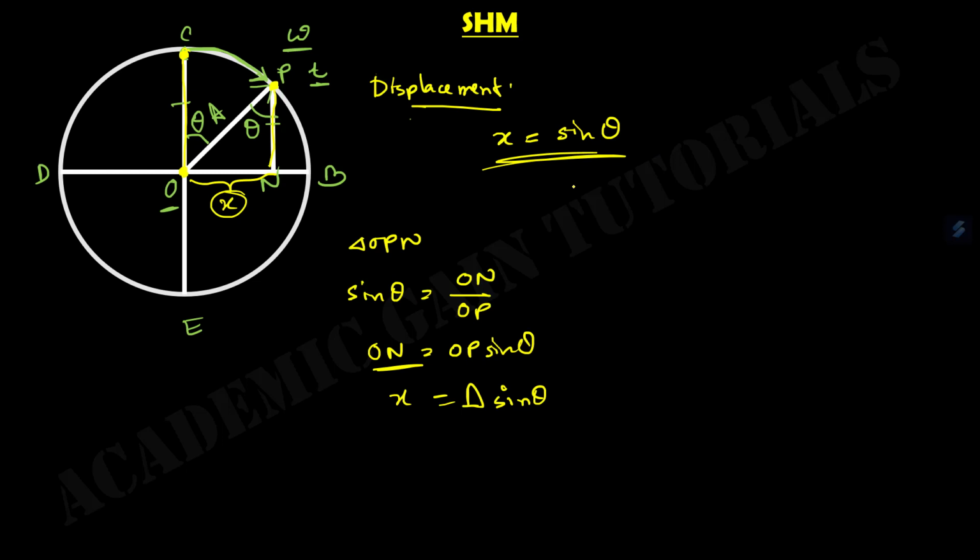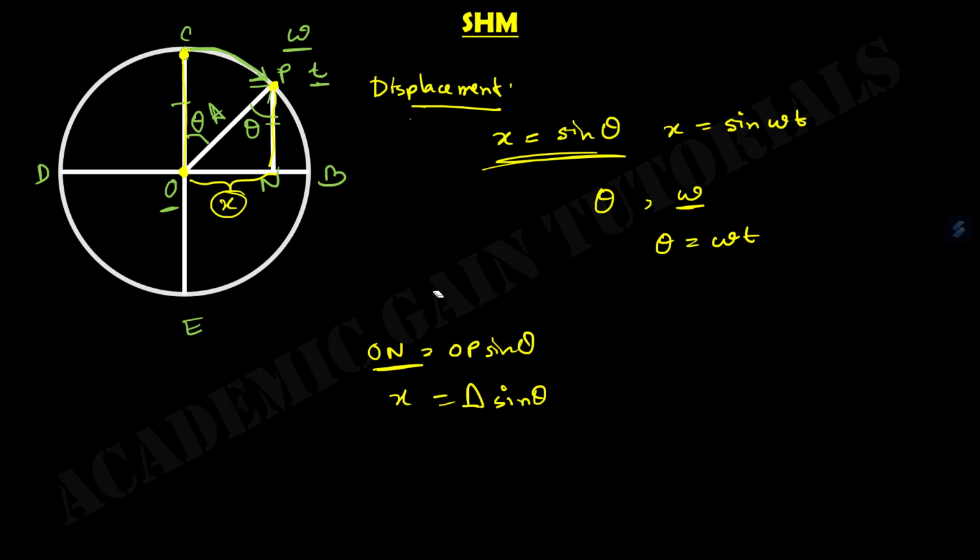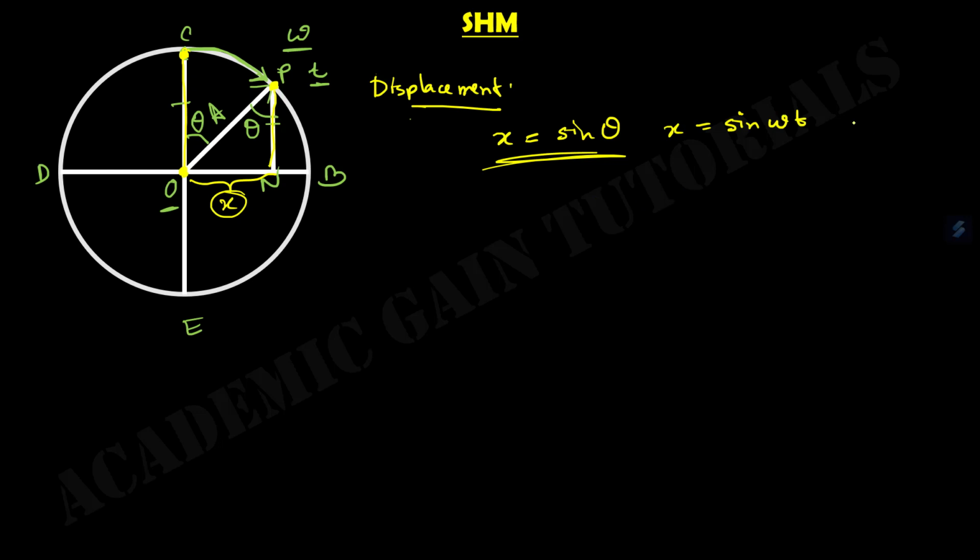But there is a relation between this theta and omega, the angular velocity, which is theta equals omega t. So instead of theta we can write x equals a sine omega t. This is the displacement equation of our simple harmonic motion. We denote this as equation 1. So we just figured out the displacement.